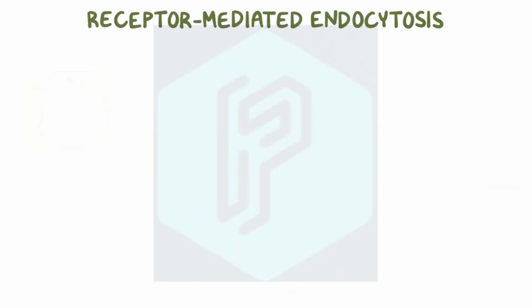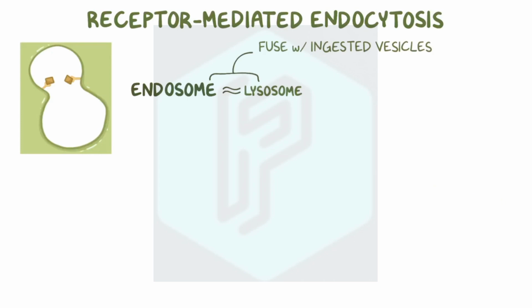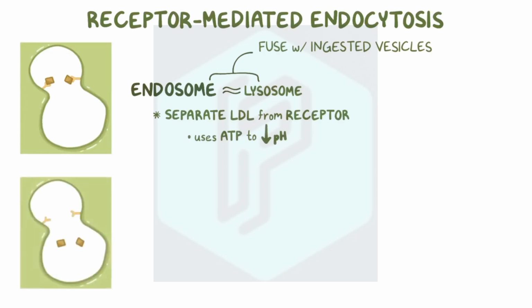Inside the cell, the vesicle merges with an organelle called the endosome. Endosomes are similar to lysosomes in that they also fuse with ingested vesicles, but they can also do something else. Endosomes can separate the LDL particle from the LDL receptor it bound to. This is because the endosome has a proton pump that uses ATP to generate a low pH within, which causes the LDL to separate from the receptor.